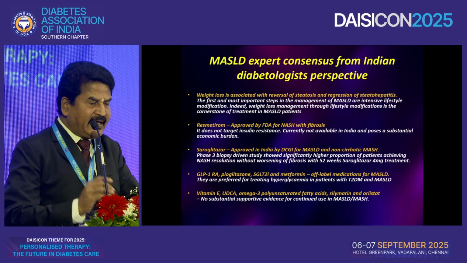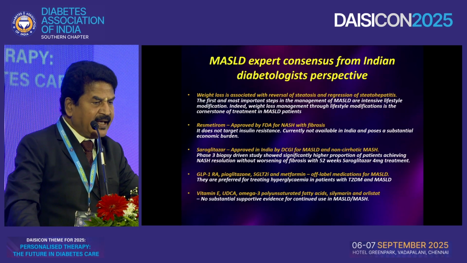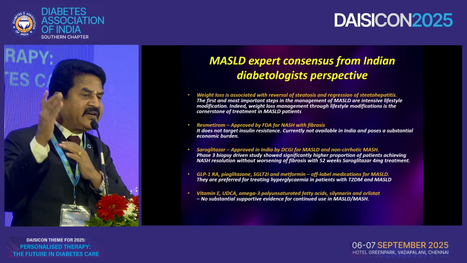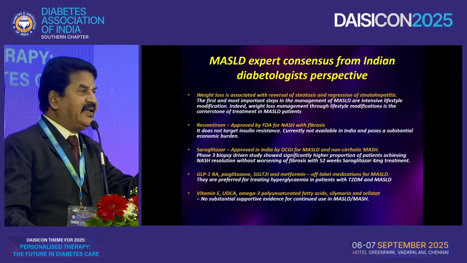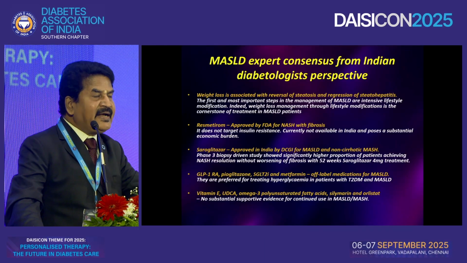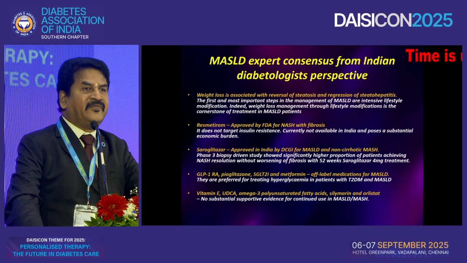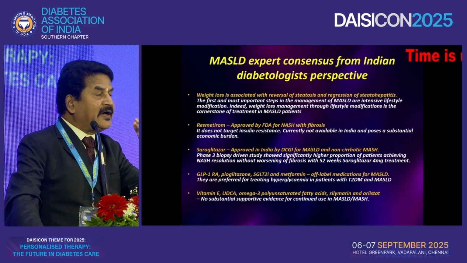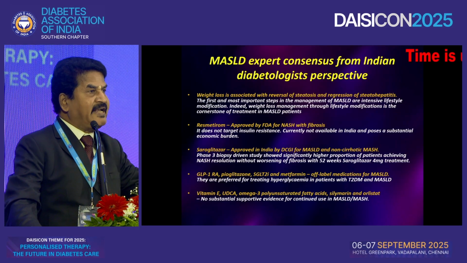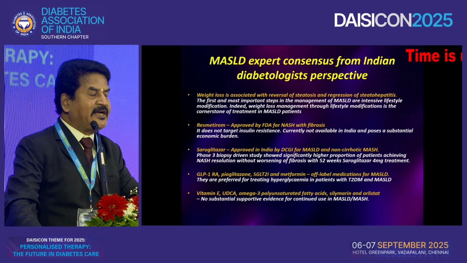So, as we come to the end of the session, 2 more slides. What is the expert consensus for MASLD from the Indian diabetologist perspective? Here there are 5 things. Number 1, weight loss. We have to promote weight loss. Weight loss is associated with reversal of steatosis and regression of steatohepatitis.